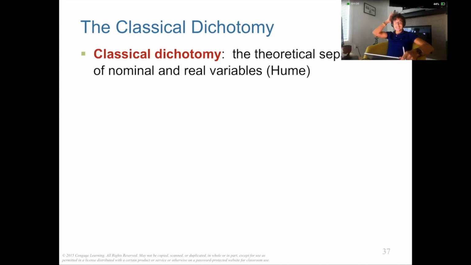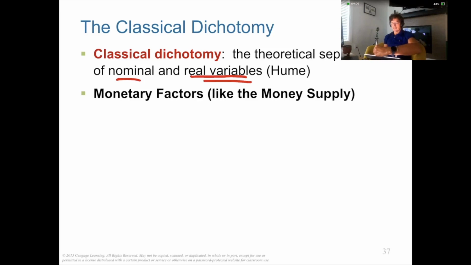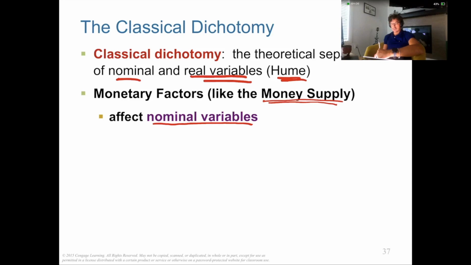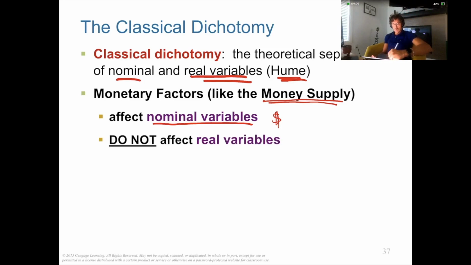Okay? Now, the classical dichotomy, what does it say? It says basically that there is a theoretical separation between nominal and real variables in the long run. In particular, monetary factors like the money supply, or even money demand, affect variables that are expressed in terms of money, so they affect the nominal value of these variables, but do not, and remember this one, do not affect real variables in the long run.